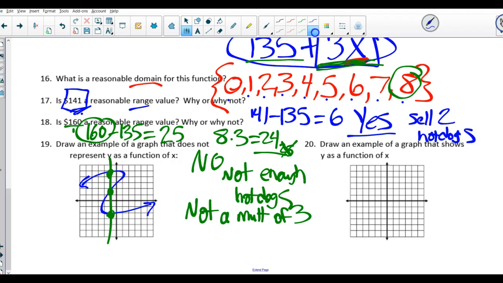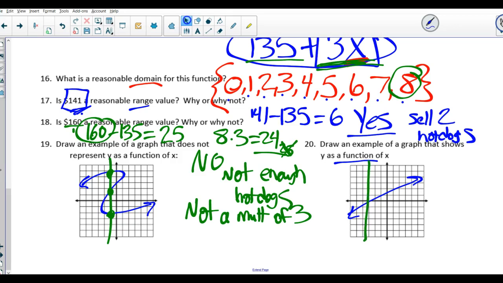Number 20, draw an example of a graph that shows y as a function of x. So this is a function. This needs to pass the vertical line test. As long as it doesn't overlap itself, then it is a function. So something as simple as that. There is nowhere that a vertical line, like this green, can cross that blue line at 2 places at the same time. It'll only intersect the blue line once. So that is a function.